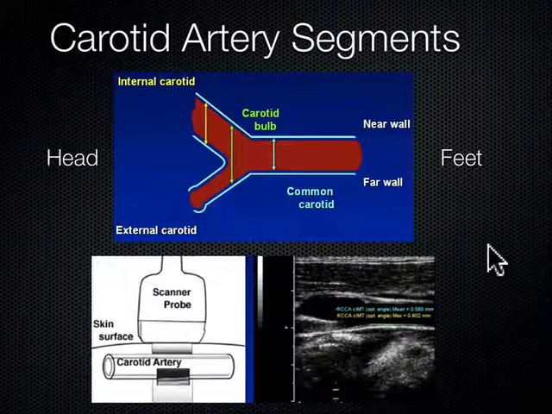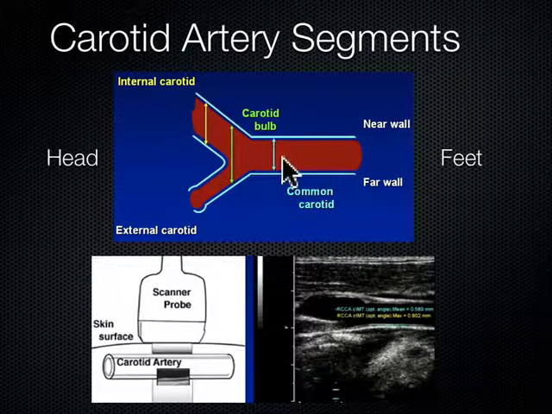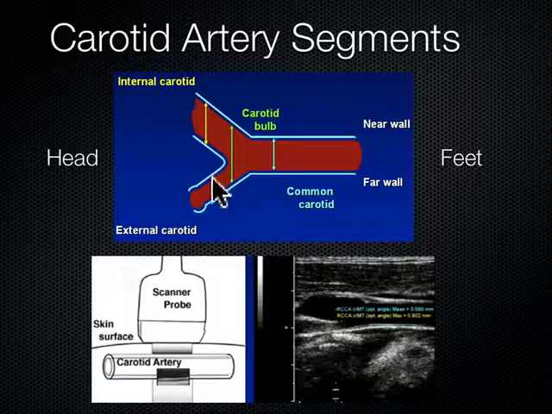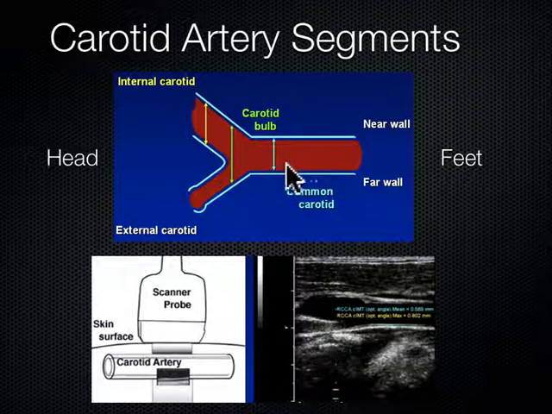How do you do it? Well, here's the carotid artery. You've got the feet down here and you've got the head up here. As the blood flows up towards the brain, it gets to this bulb and then it bifurcates into the internal carotid and the external carotid. These areas are hard to visualize, especially with the longer footprint transducer, but this area down here, just distal to the bulb, is very reliably seen in all individuals regardless of the transducer.